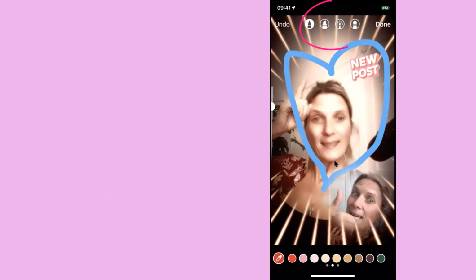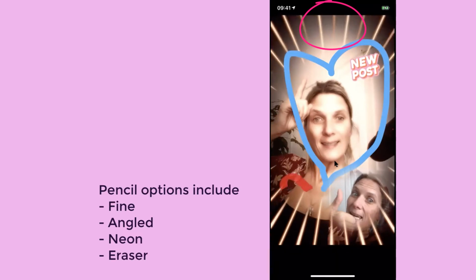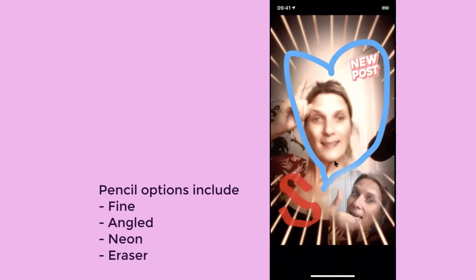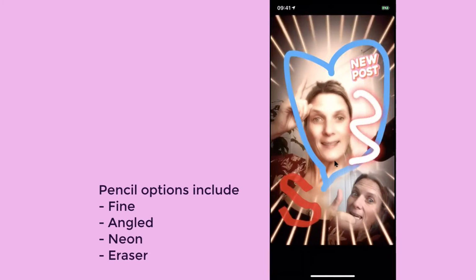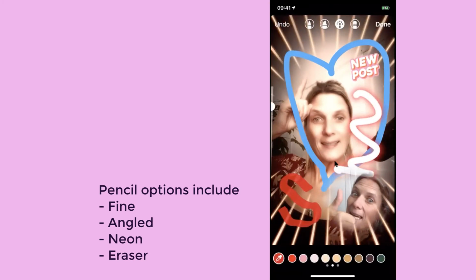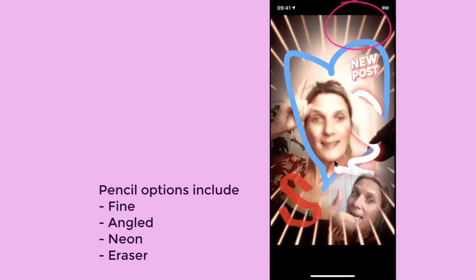You can also have a slightly thicker pen that goes at a bit of an angle. You can also have one that's a bit more neon, so it's sparkly, which is quite cool. You can rub everything out, so you can rub it all out with this, which is quite cool. So you can get rid of any of the mistakes you made with your pencil.